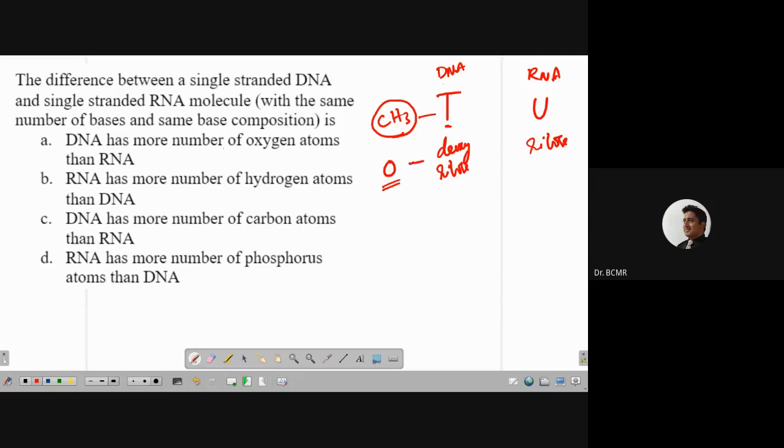DNA has more number of oxygen atoms. That is wrong, right? DNA actually has fewer, considering this. RNA has more number of hydrogen atoms than DNA. No, sir. Yes. So that is also a wrong option. DNA has more number of carbon atoms than RNA. It seems like it's that. Yes, this is there. So that is correct. RNA has more number of phosphorus atoms, that is wrong. We don't have to worry about phosphorus. It's always the same.